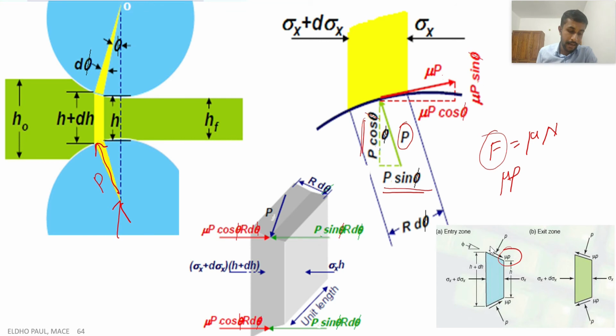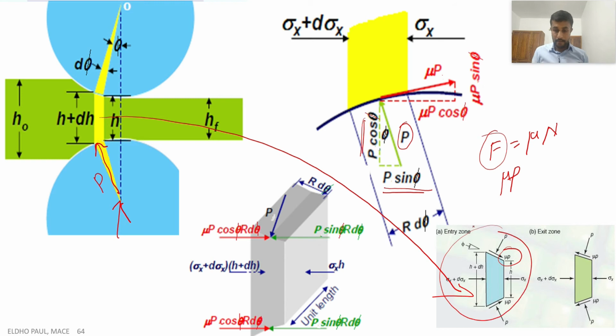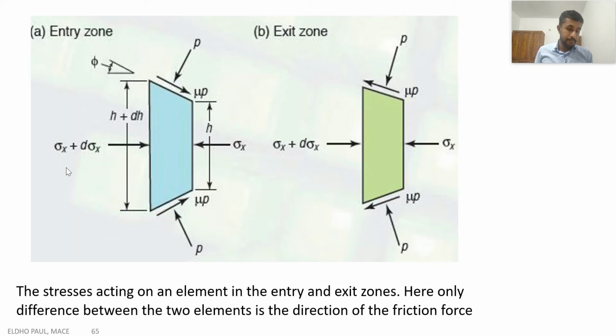So this is another diagram. This element is in the entry region, that means from the starting point of the rolling gap to the neutral point, that is the entry zone. When the element is in the entry zone, this is the picture of the distribution of different forces. And if this element is in the exit zone, these will be the different forces acting on the element. This is the enlarged view of the same picture.